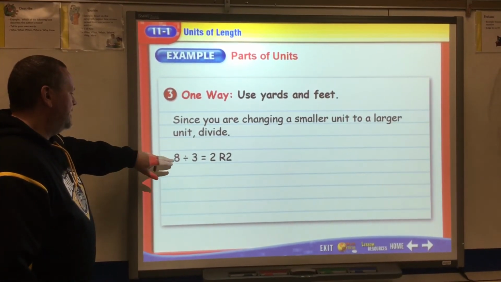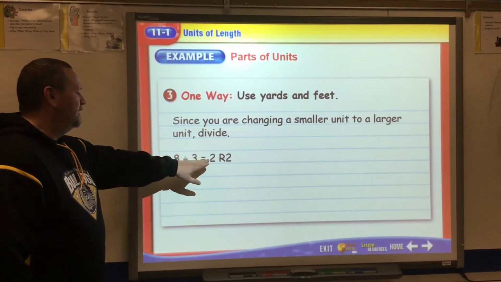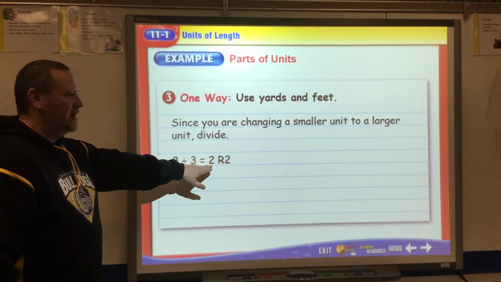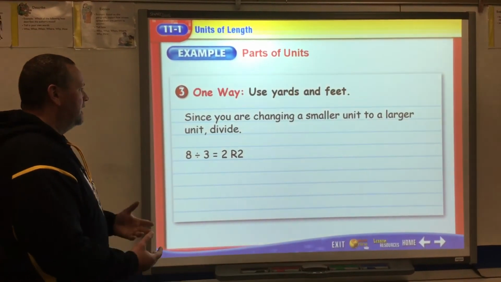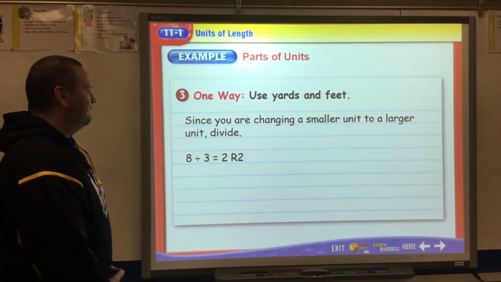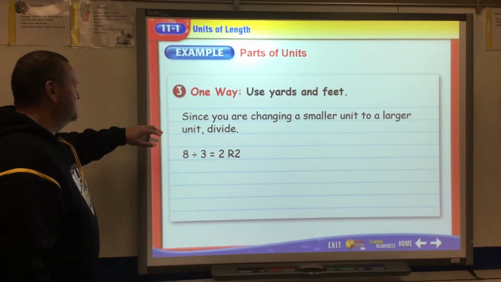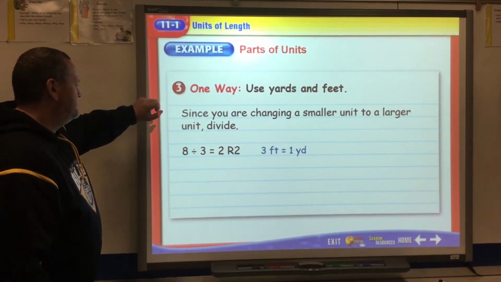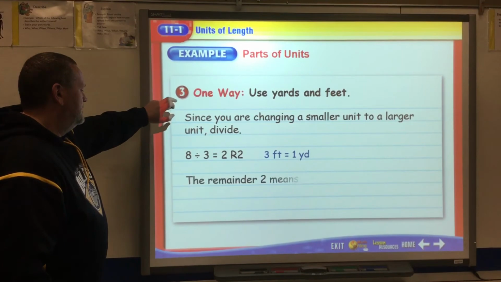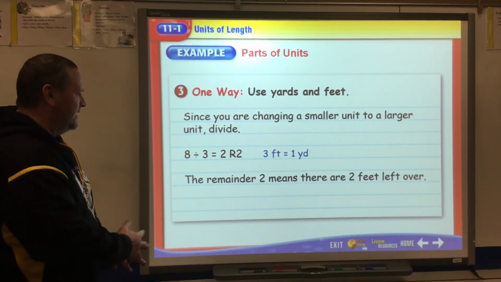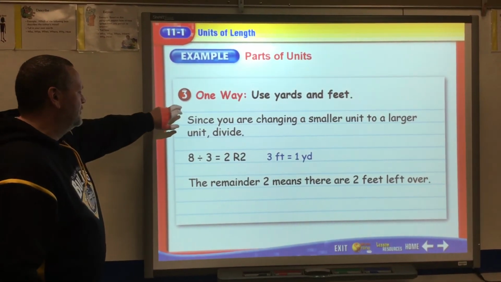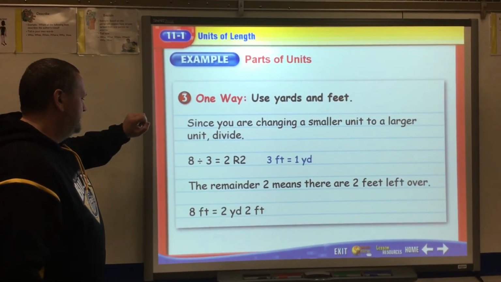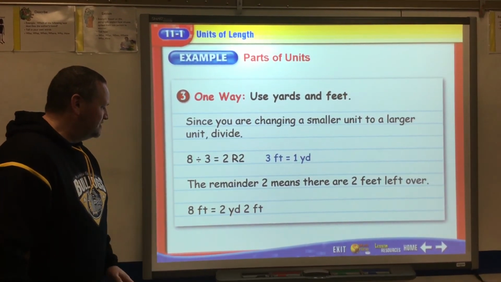Okay. 3 goes in there, so it would go in there 2 full times. That's how many yards you have. The remainder would be how many of the smaller unit you have left over, which in this case is feet. The remainder means, again, that there are 2 feet left over after you made 2 full groups of yards. Okay. So you end up with 2 yards and 2 feet.